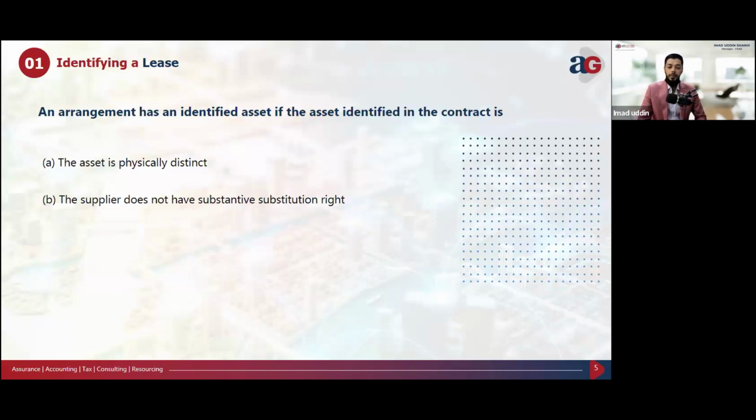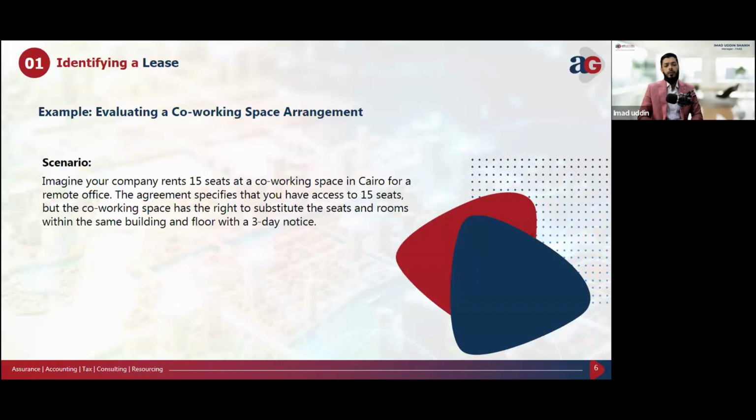Similarly, the supplier does not have the substitution right, which means if I lease a truck, can the person who gave me that truck substitute that truck for some other truck without asking me, without any prior predetermined agreement? If that is the case, then maybe that substitution right means that I do not have that particular control over that particular asset, and that asset is not even identified. So here's a simple example.